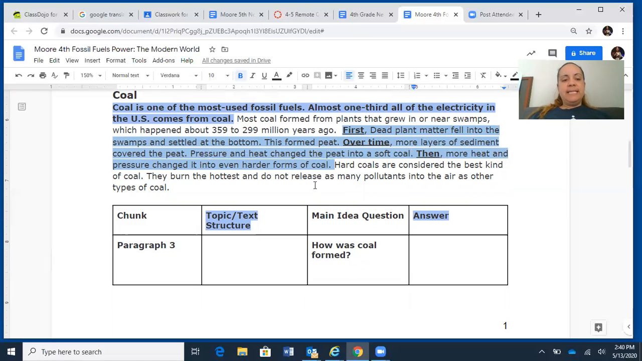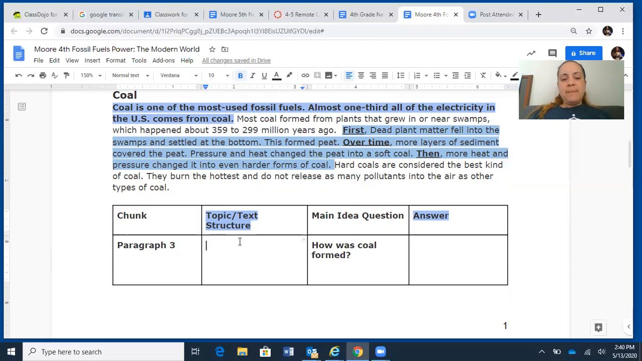Then more heat and pressure changed it into even harder forms of coal. Hard coals are considered the best kind of coal. They burn the hottest and do not release any pollutants into the air as other types of coal do.